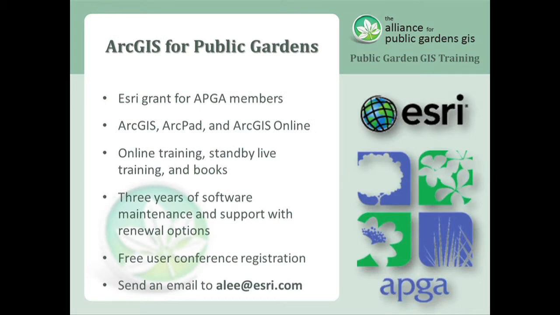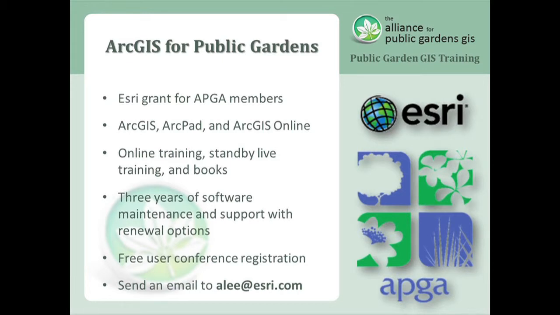I'd like to talk about the ArcGIS for Public Gardens program that we have developed with Esri. Esri has this new program that is in place for the next 3 years, and it provides software, training, support, and conference registration to any member of the American Public Gardens Association. And it's $100 to apply for this, and you can pretty much request whatever software or books or training materials you would like from Esri, and they're generally really flexible about providing those.